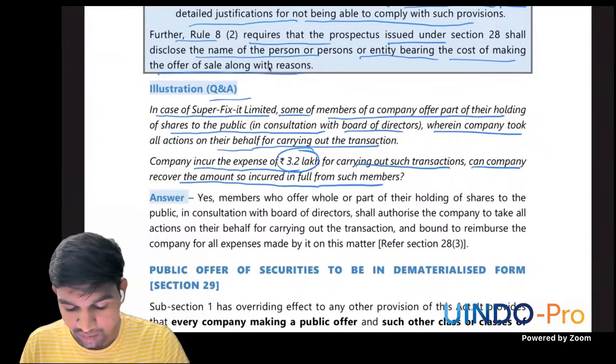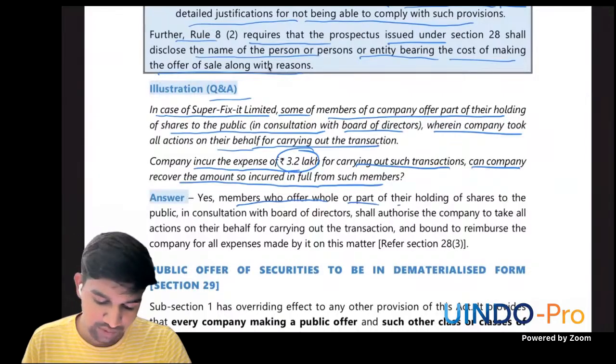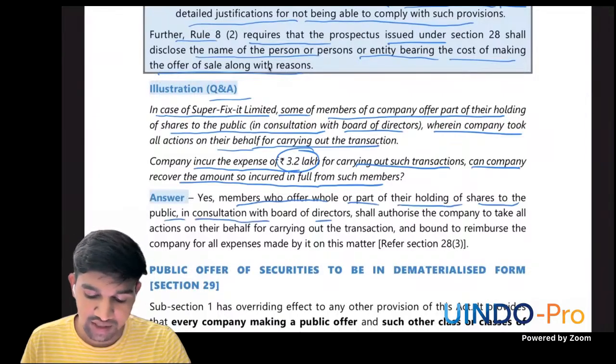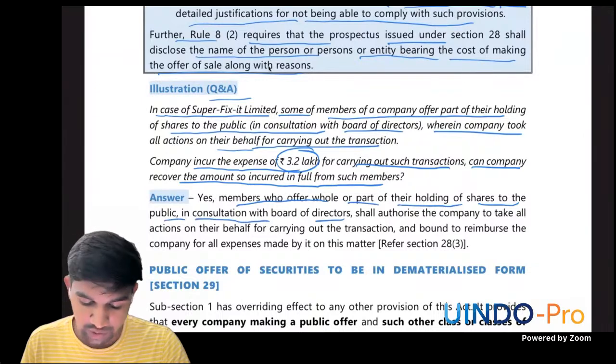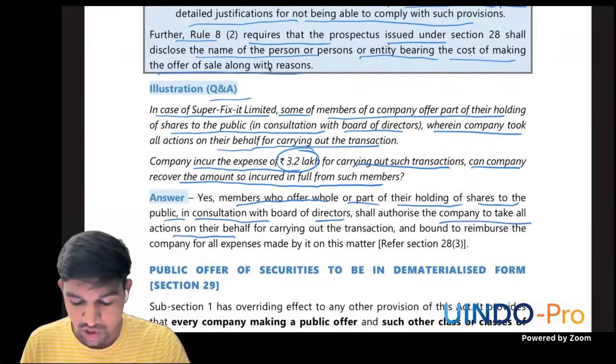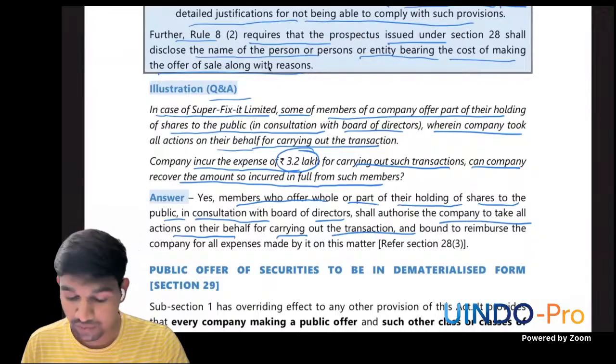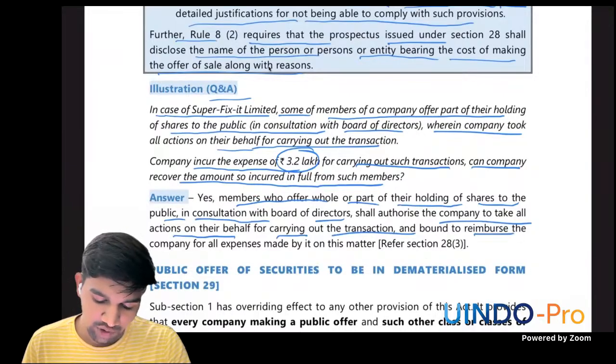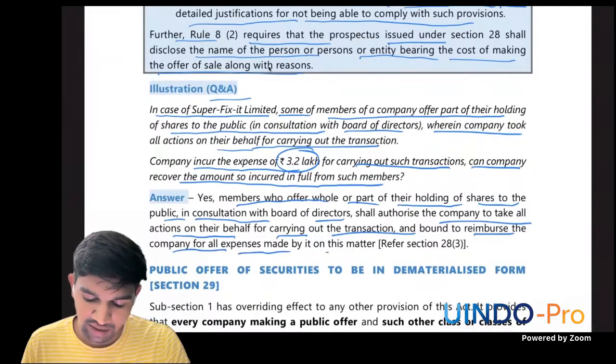Yes. The members who offer whole or part of their holding of shares to the public in consultation with the board of directors shall authorize the company to take all actions on their behalf for carrying out the transaction and have to reimburse the company for all expenses made by it on this matter.